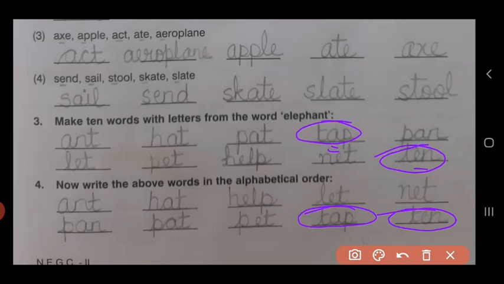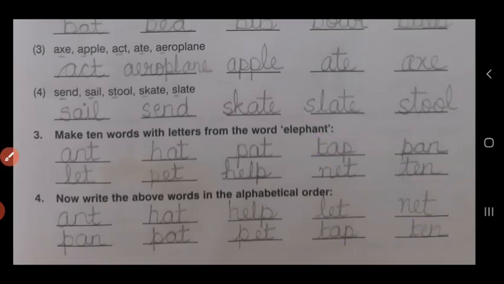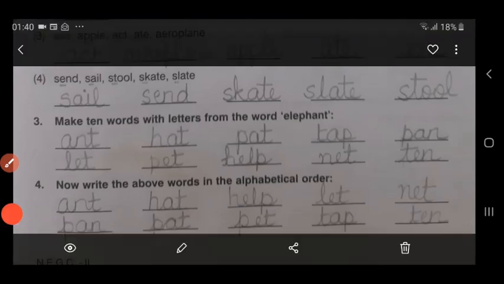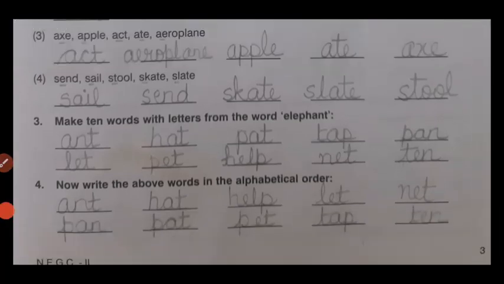So in this way, children, we have arranged all these words in number 3 and written them down in answer 4. This is how we arrange words in alphabetical order.